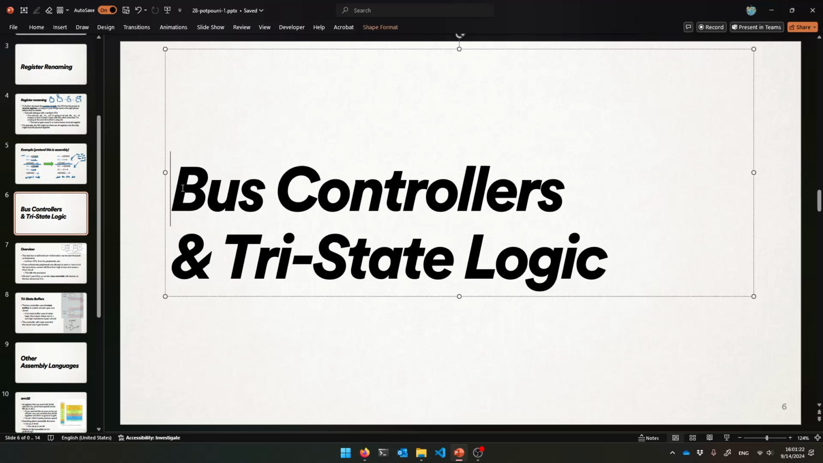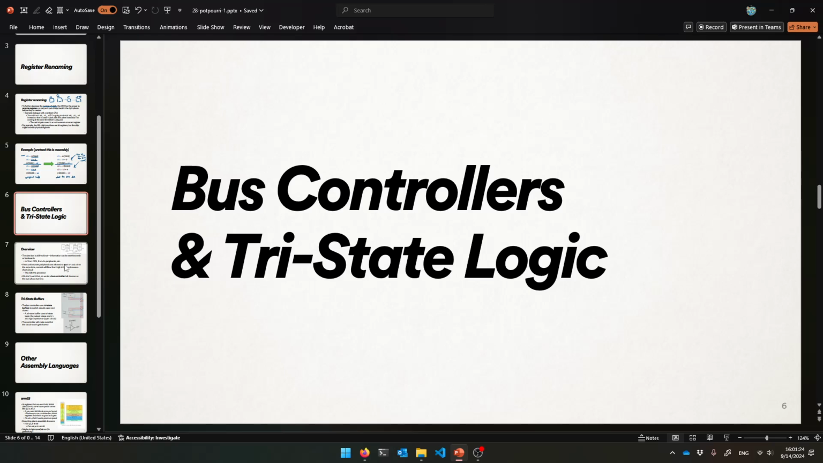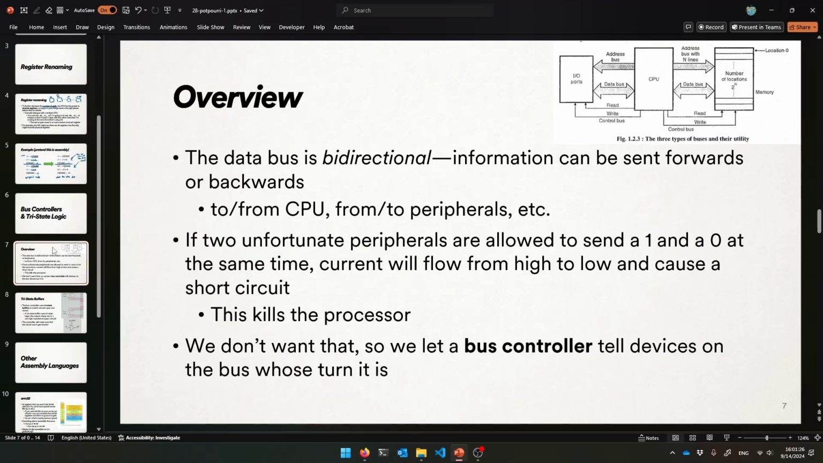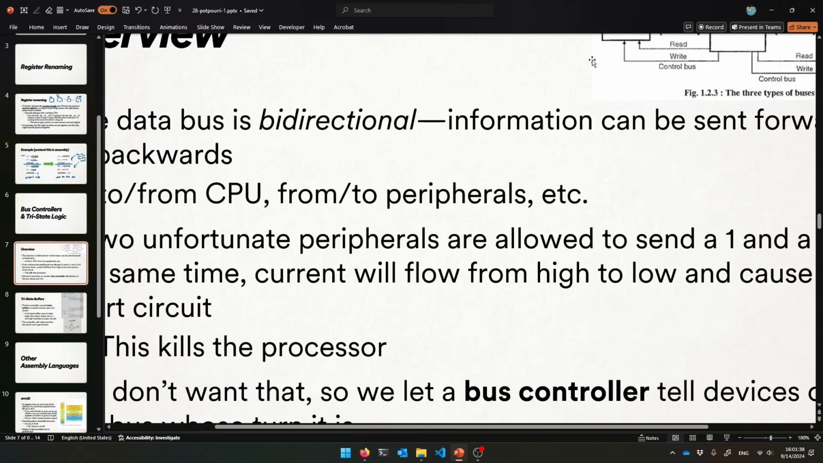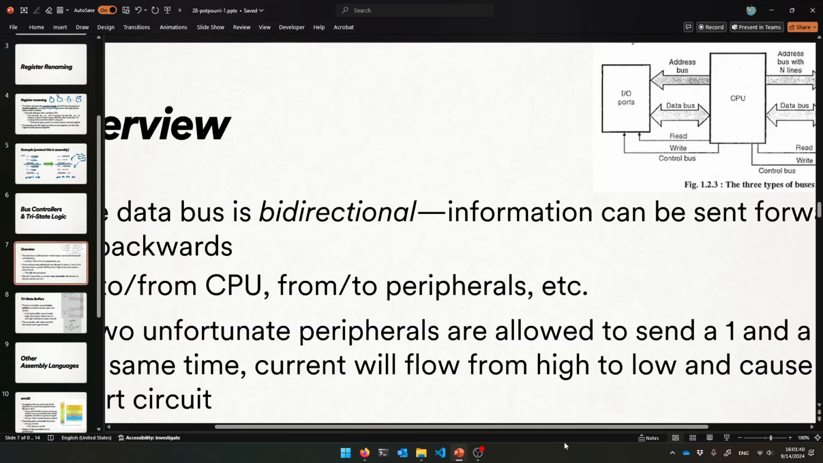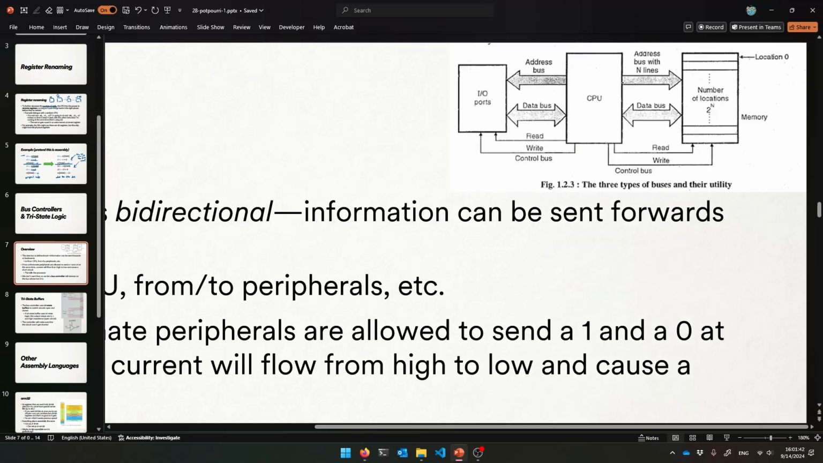So next thing is, let's talk about bus controllers and tri-state logic. This is more like circuitry concepts that I, as a computer scientist, don't know too well, but I can still teach you a little bit. All right, so here's a picture of what's going on in the CPU. It's talking to everybody. You got a bunch of different kinds of buses, if you remember. There was a pretty picture.